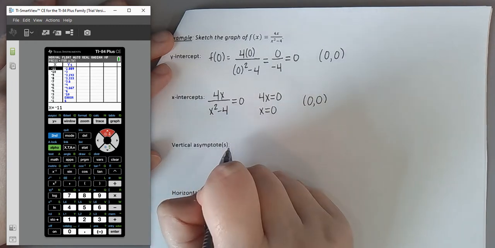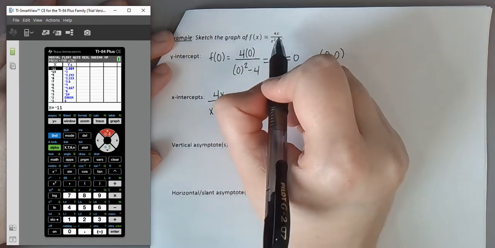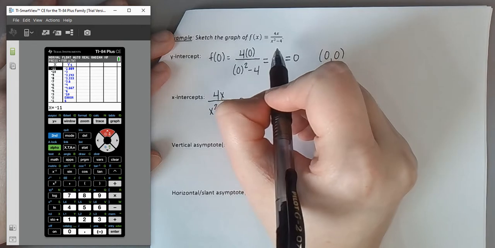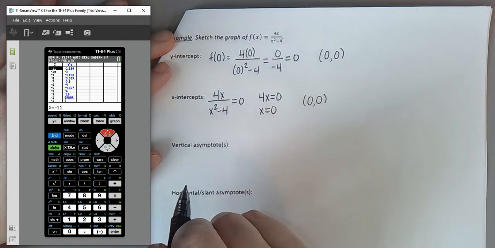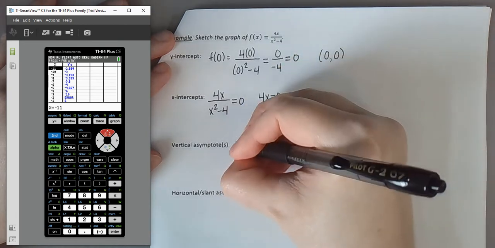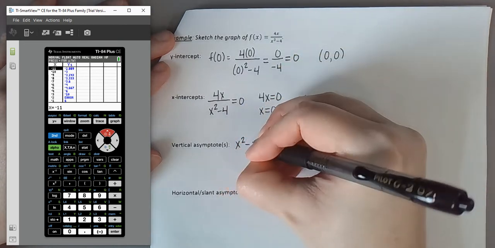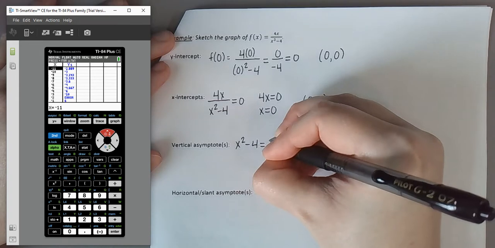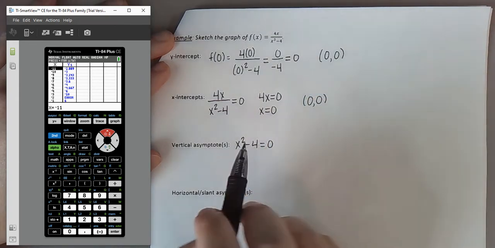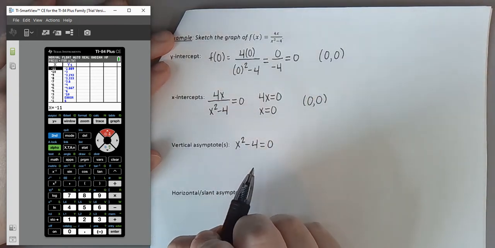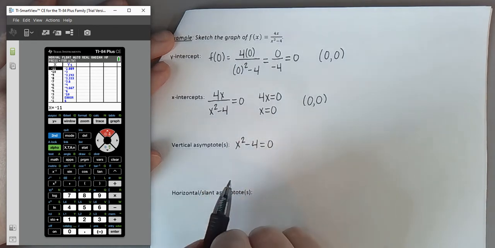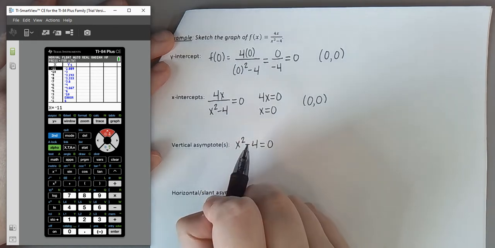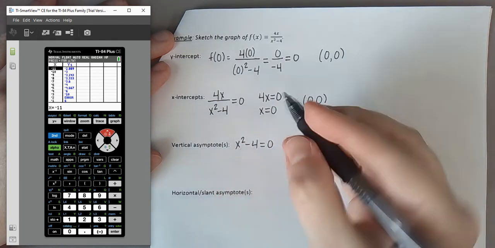Now, vertical asymptotes, do we have any? Anything that makes our denominator 0 is, number 1, excluded from the domain, and number 2, it represents the location of a vertical asymptote. So we're going to take our denominator, set it equal to 0, and then solve for x. Now you could factor this as a difference of squares, or because it's only one term involving x, we can also use the square root property and just isolate x and solve that way.